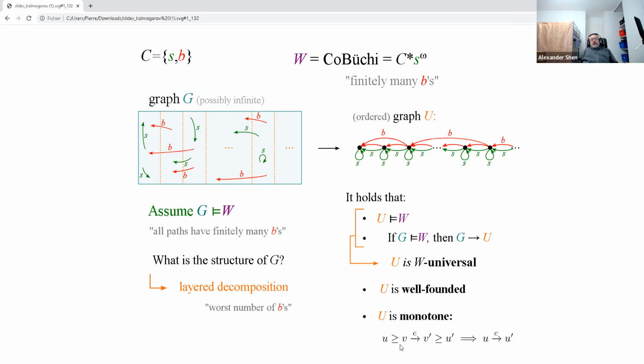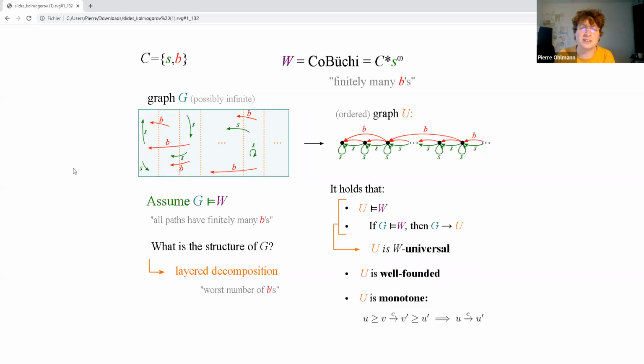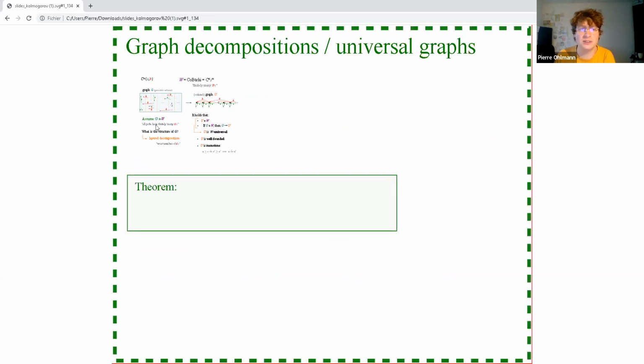And so is there some more or less unique universal graph for a given W, or could there be quite different ones? This is a discussion for later. So this is a simple example. I have another one, but I think the statement is clear at this point.